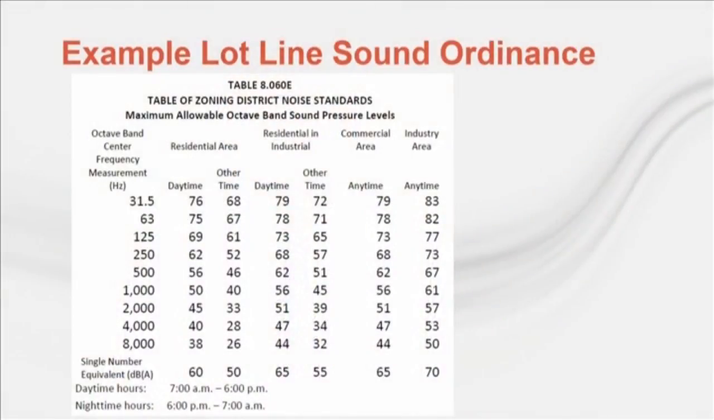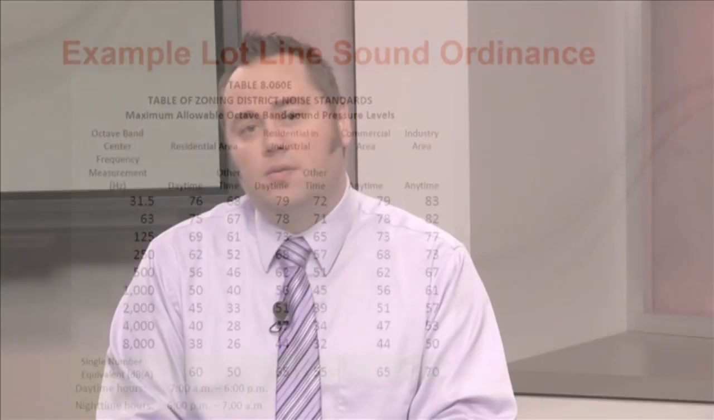Some jurisdictions will provide maximum sound pressure levels in octave bands. Here, the city of Cambridge, Massachusetts has defined maximum octave band sound pressure levels from 31.5 to 8,000 Hertz for several zoning classifications, including residential, residential inside industrial, commercial, and industrial. Like Portland, they've also designated equivalent dBA levels in daytime and nighttime hours.